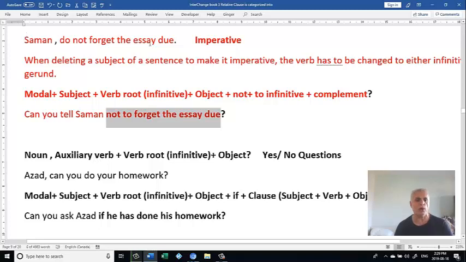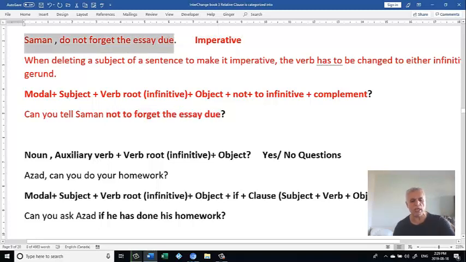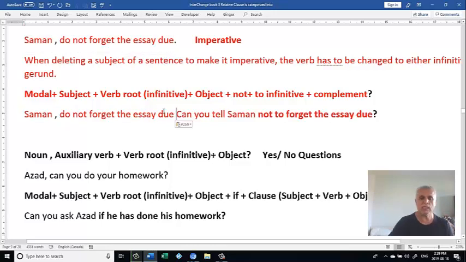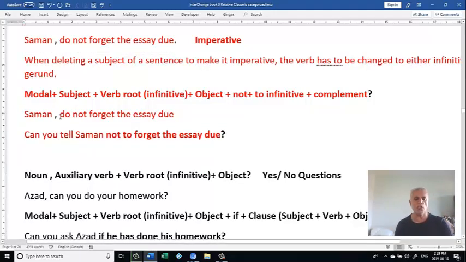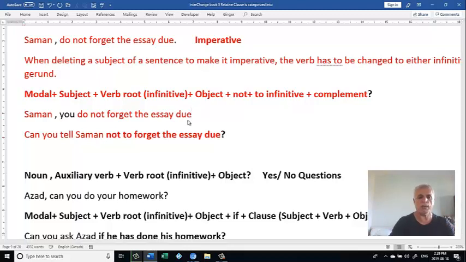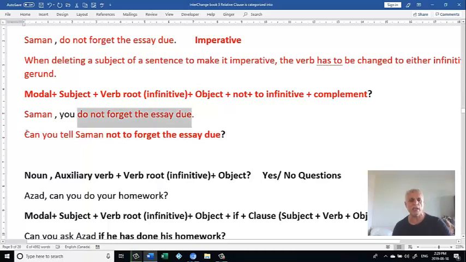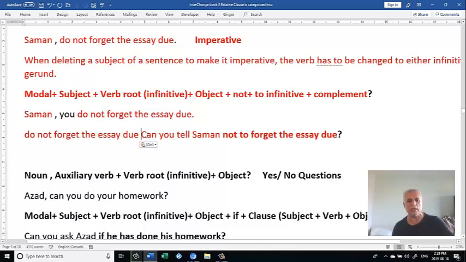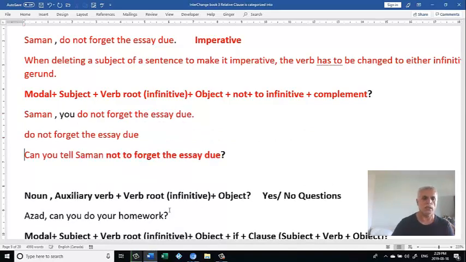Because if we look at this part here, let's copy it, then we're going to know better how this has happened. The sentence is like this, because here we have the subject, you. Saman, you do not forget the essay due, okay? Then we're going to be like this, okay? But if we delete the subject here, if I delete the subject, then my sentence is going to be like this.